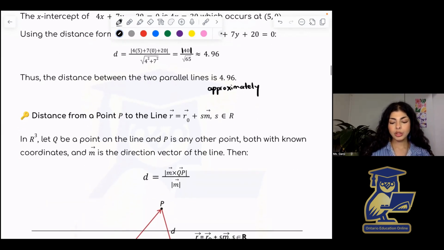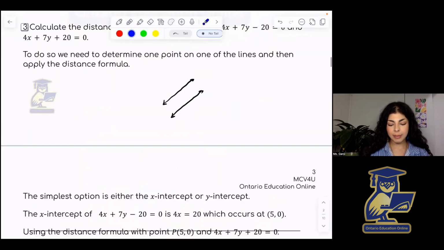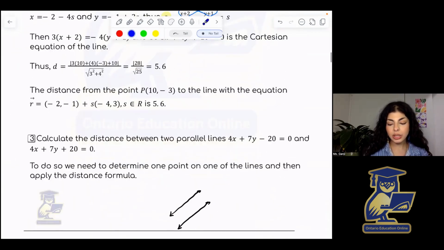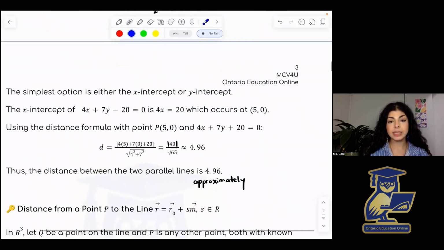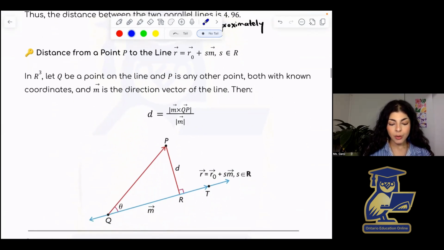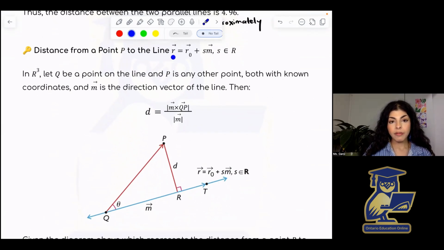Now, I'm going to show you, and we did do this example here where we converted the vector form into Cartesian form, but there's actually a way to solve the distance when you are given your line in vector form as well. So remember we have our vector form r, and this is going to be our reference point plus a parameter s, where s is in the set of real numbers, times our direction vector m.